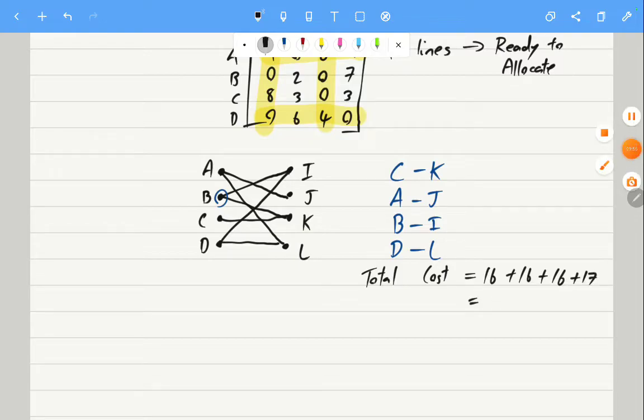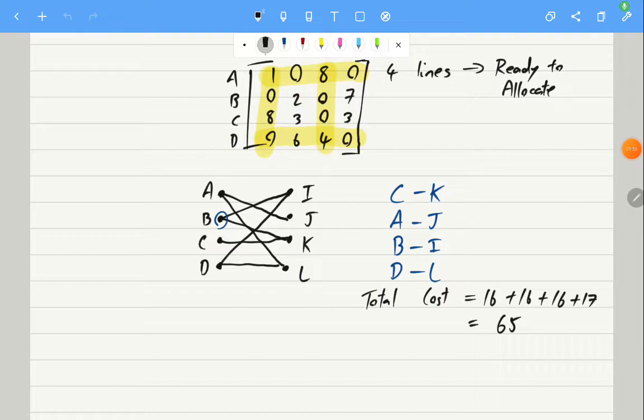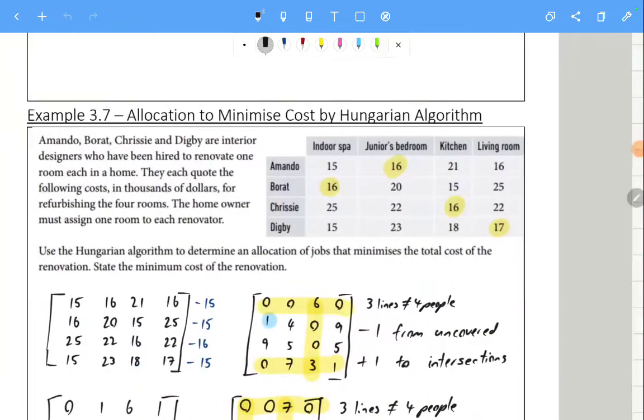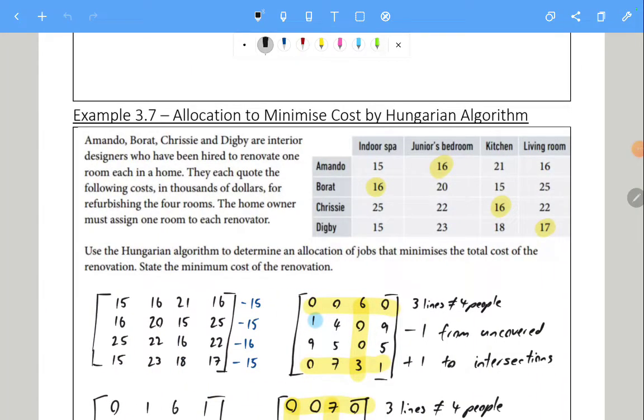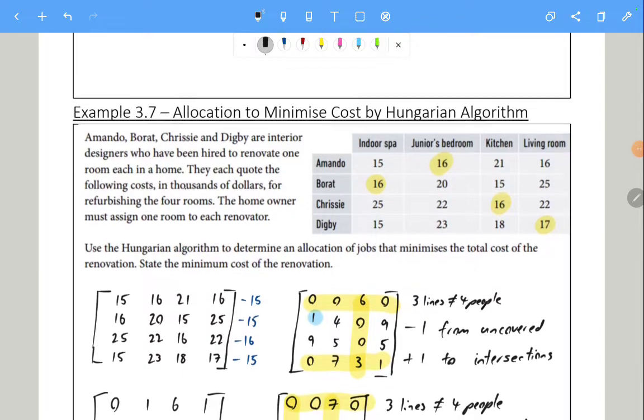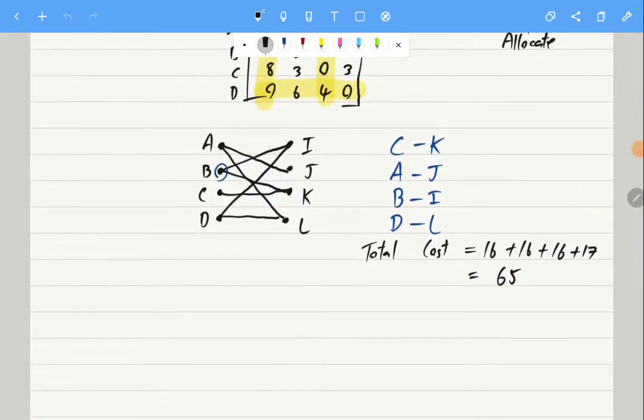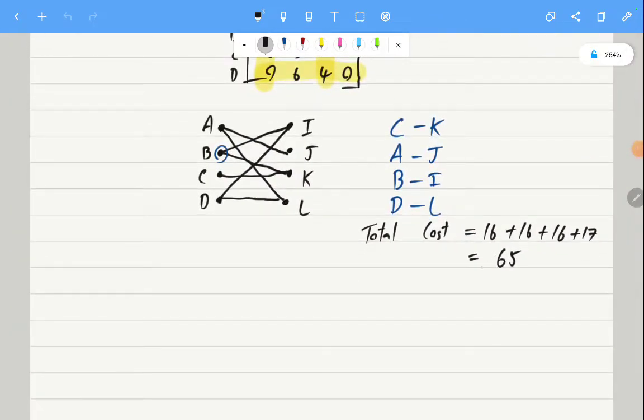Now, it's a really important step now, just to make sure that we go back to the question and check what the numbers actually mean. So they're all designers. They quote the following: it costs in thousands of dollars. So this isn't actually $65. It's actually $65,000 is the minimum cost.